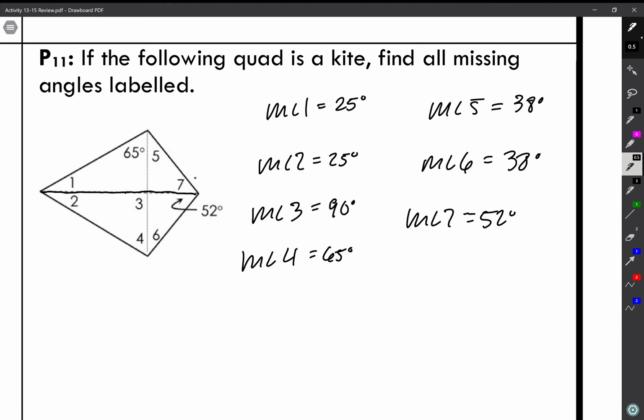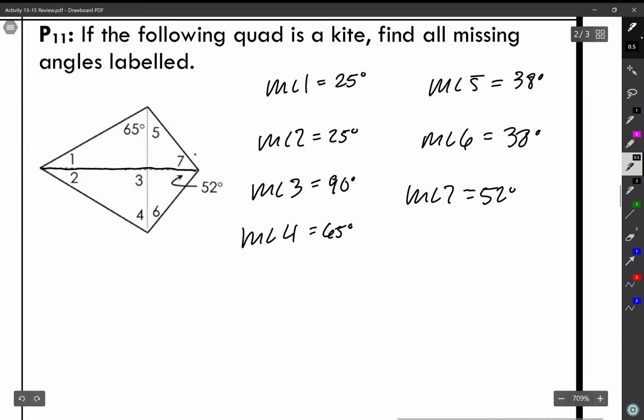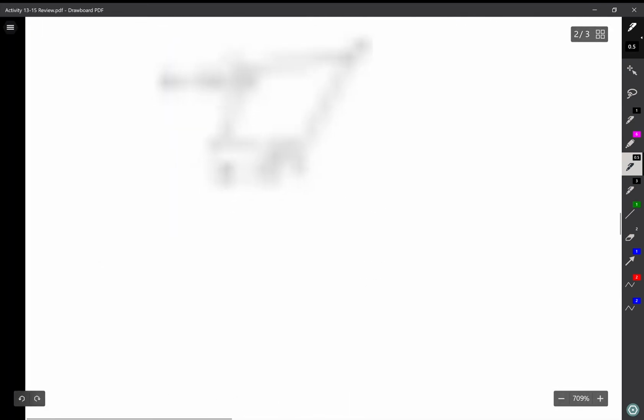Okay? Not as bad as you think it is. We have to use the properties of kites to be able to do some of these, though. Okay, you'll be using these properties a lot to solve these problems. I told you, that's why we give them to you. All right, number 12. We also have another kite, number 12.